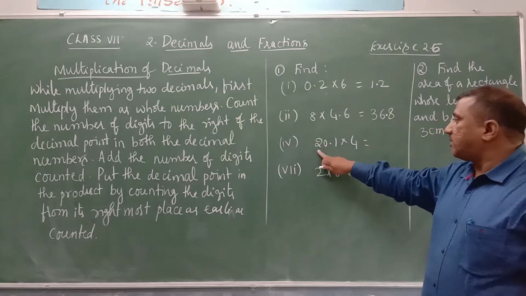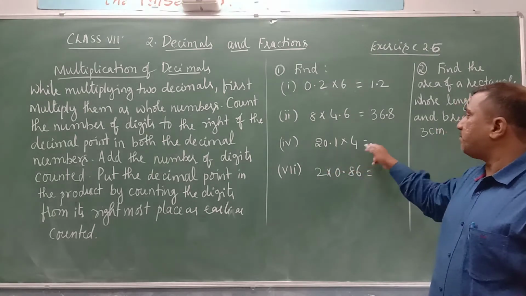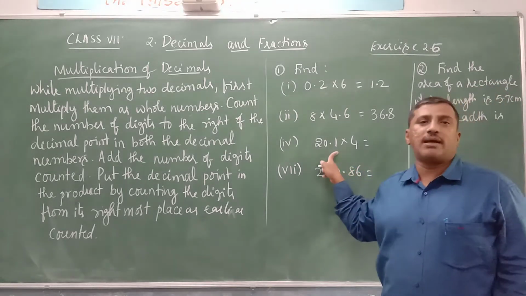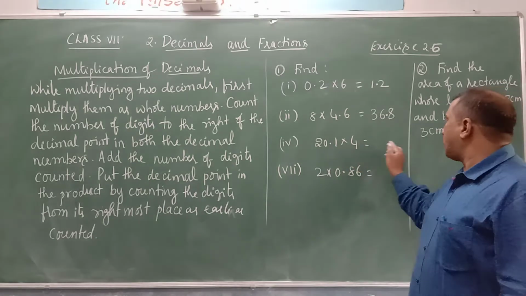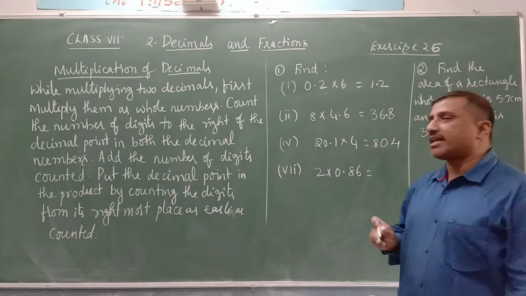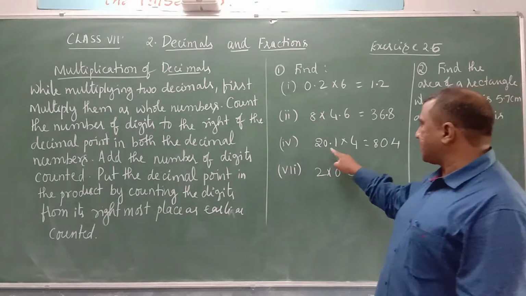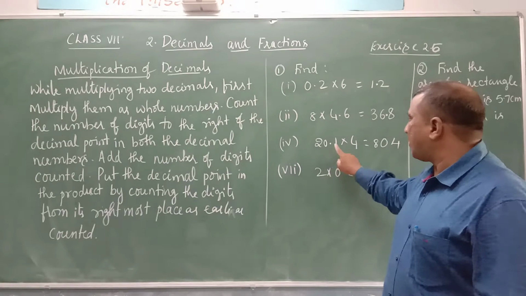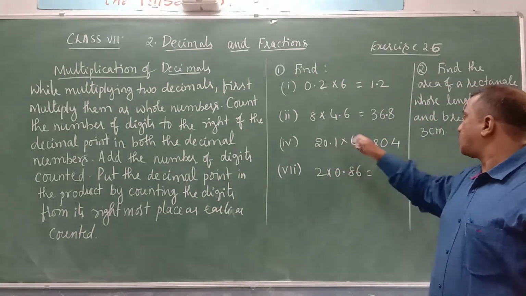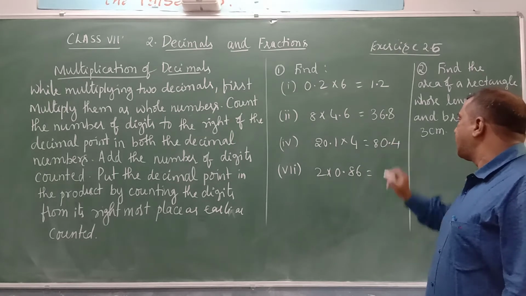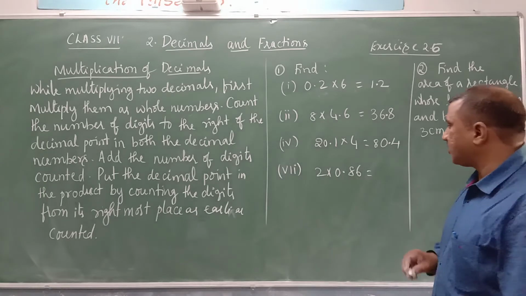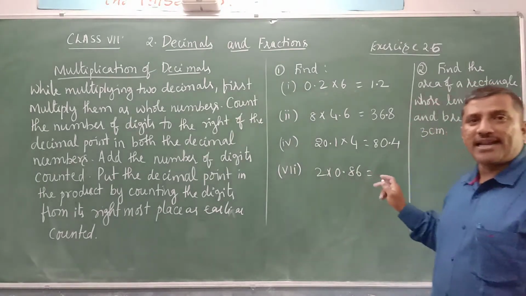36.8. Now the fourth one, 20.1 is multiplied by 4. So ignore the decimal point, and 201 is the whole number. Multiply with 4. 4 ones are 4, 4 zeros are 0, 4 twos are 8, 804. Now count how many digits are there after the decimal point. In the first number only one digit is there. Here there are no digits after the decimal point. So keep the point after one digit. Therefore it is 80.4.